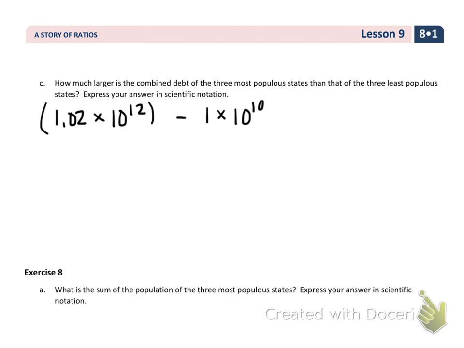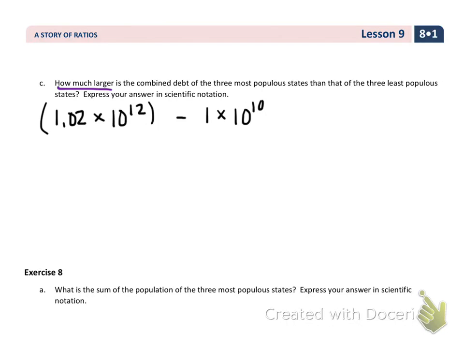Okay, this next problem asks, how much larger is the combined debt of the 3 most populous states than that of the 3 least populous states? So remember, we said how much larger. That's going to be a subtraction problem. How much larger? I just subtract the smaller from the larger, and I get the difference. All right, so I've got 1.02 times 10 to the 12th minus 1 times 10 to the 10th, and those are the results from the first part A and part B.